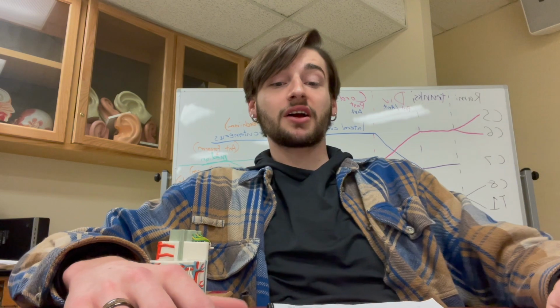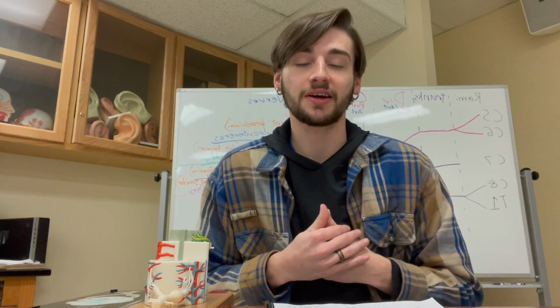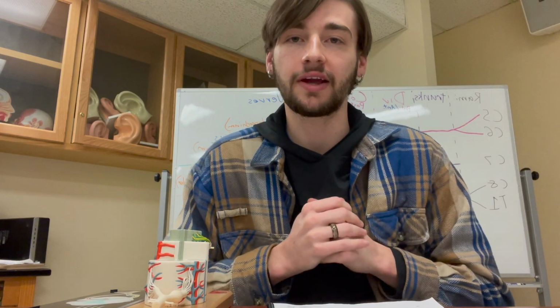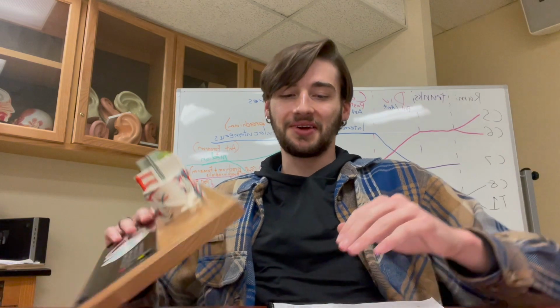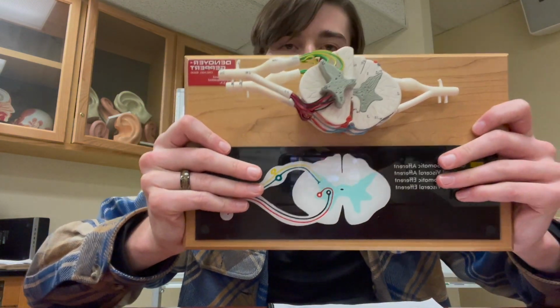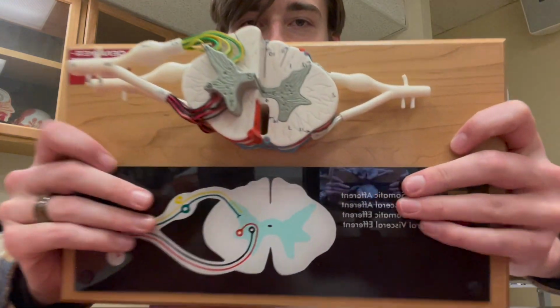Alrighty, let's go ahead and talk about what a nerve plexus is. All right, so the definition of a nerve plexus is a network of interwoven anterior rami, right? What does that mean? Let's talk about it, okay? So we've got ourselves a spinal cord, right? Or a cross section of one.